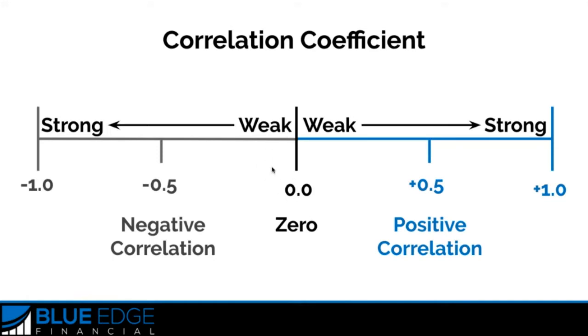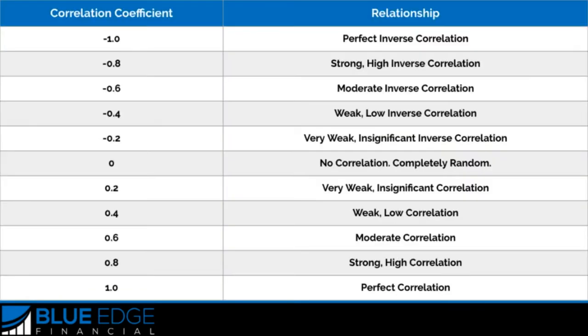And the closer to 0 that they are, the less correlated they are to each other, meaning that they move in random directions compared to each other. This is a guide for interpreting the different currency correlation coefficient values. The correlation coefficient between pairs is constantly changing.